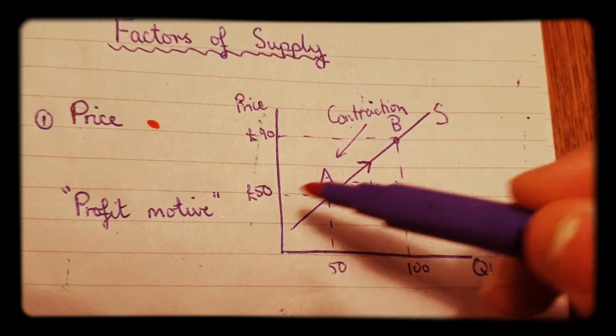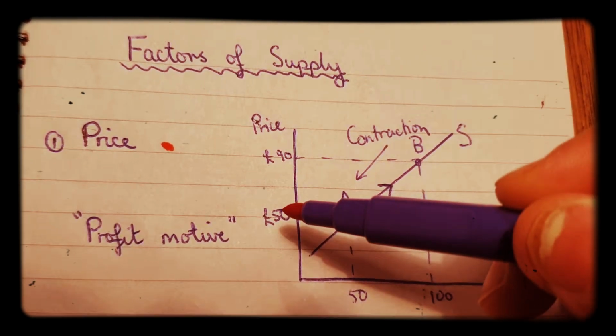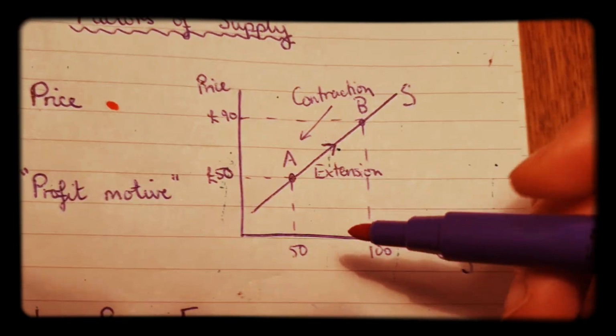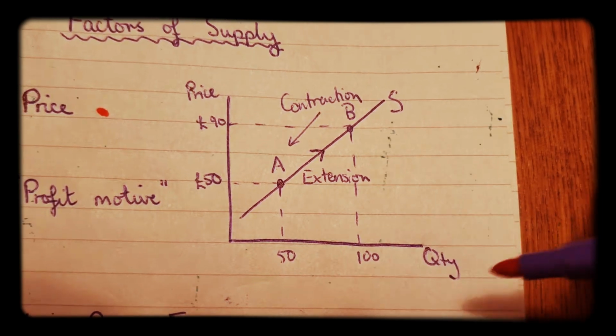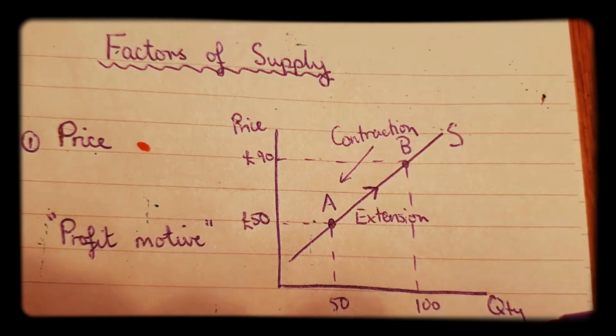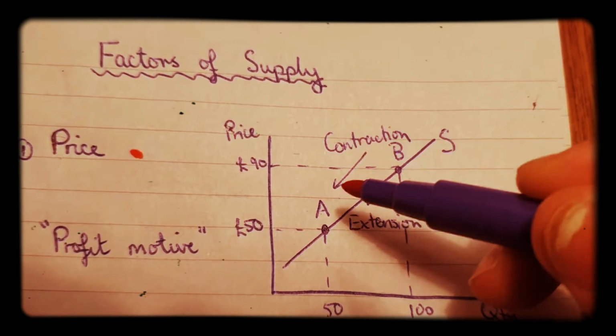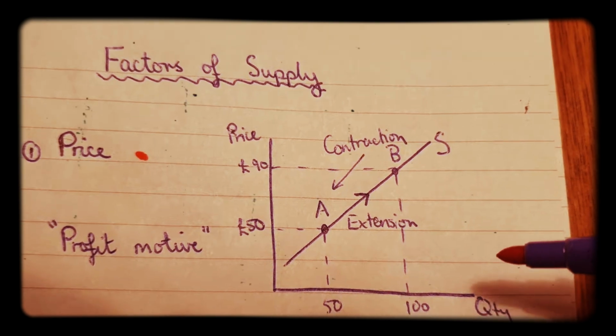So when the price is 50, suppliers want to supply 50 units, and when the price goes up to 90, suppliers are willing to supply 100 units. So this is called an extension in supply, a movement up the supply curve. And from B to A we have the opposite, a contraction down the supply curve.